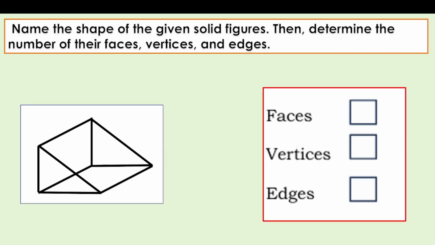Day 5. Name the shape of the given solid figures. Then determine the number of their faces, vertices, and edges. Number 1. Triangular prism. Number of faces, 5. Number of vertices, 6. Number of edges, 9.